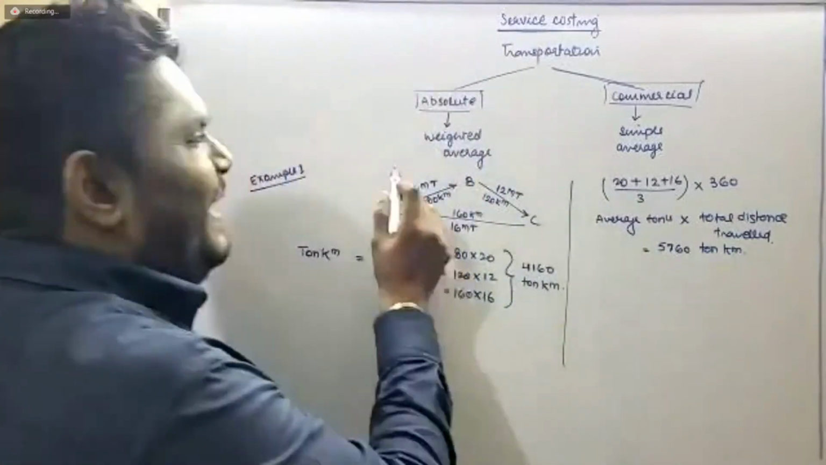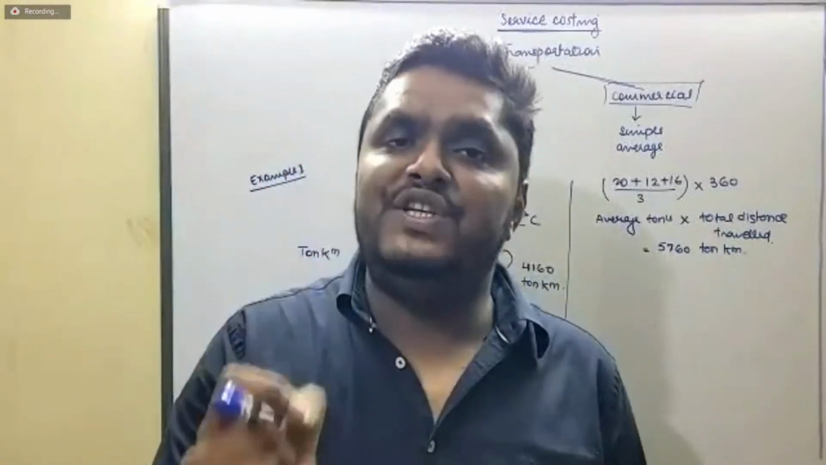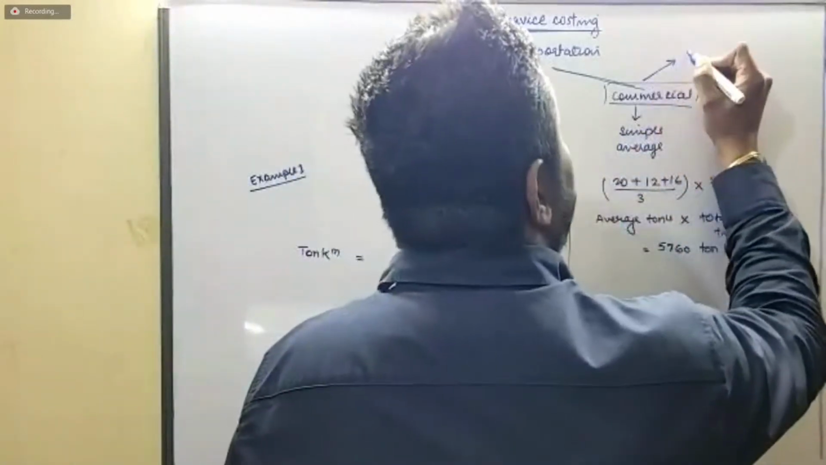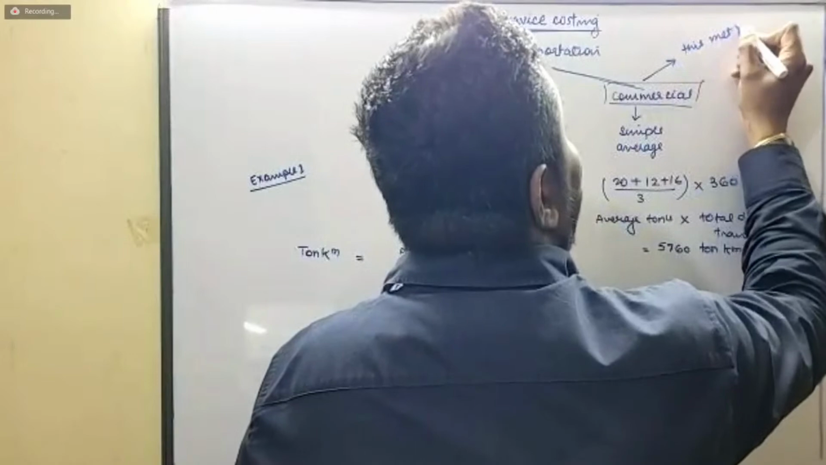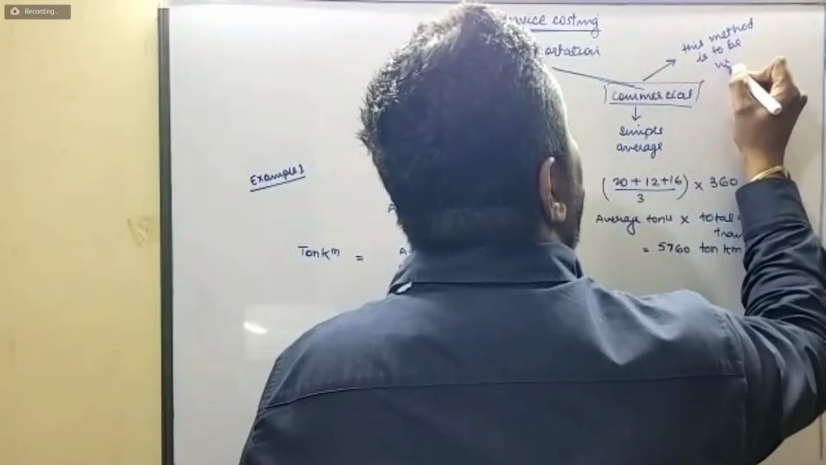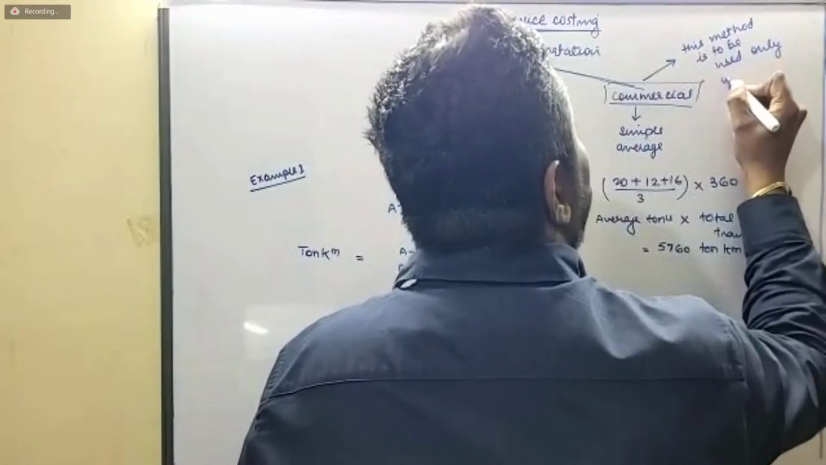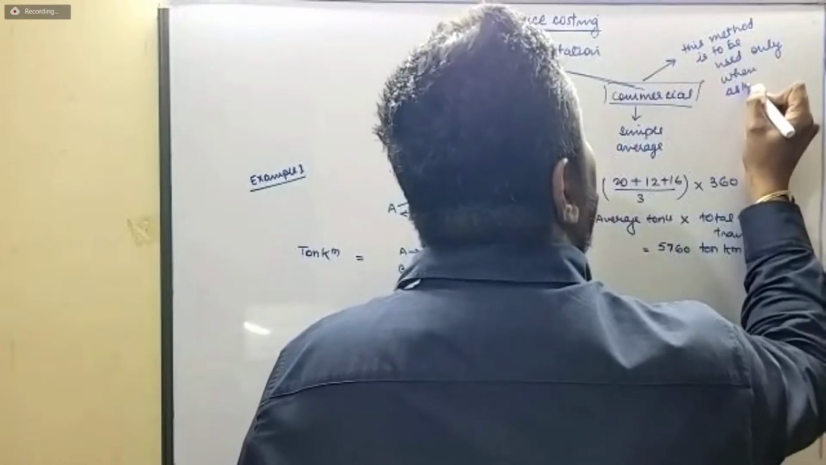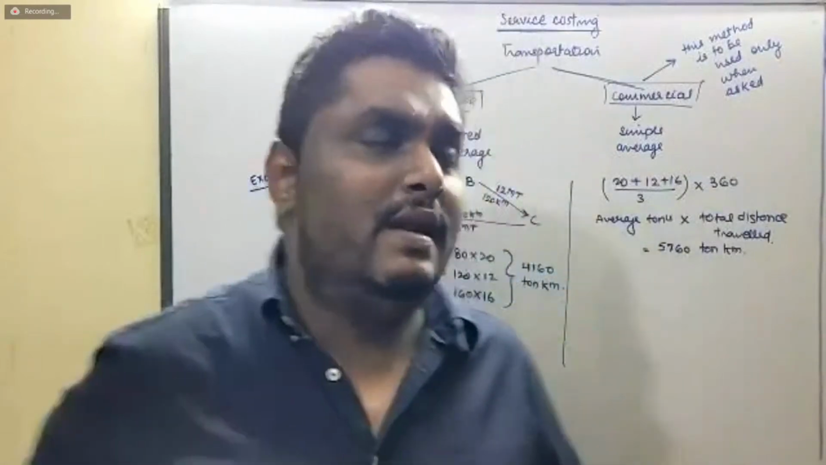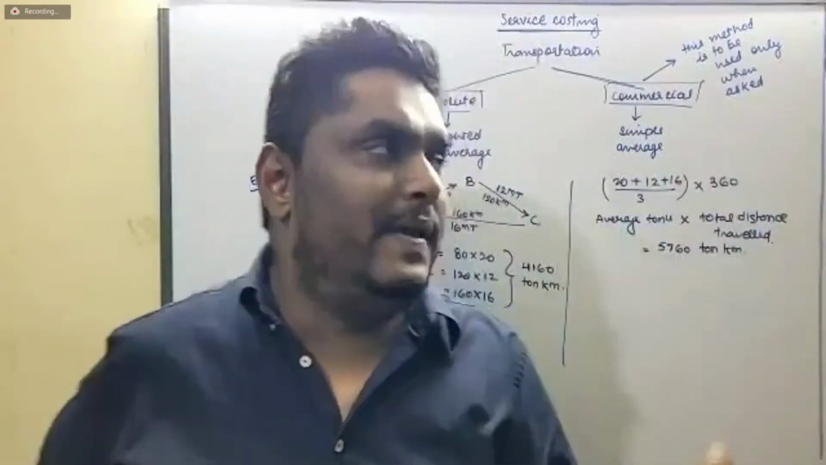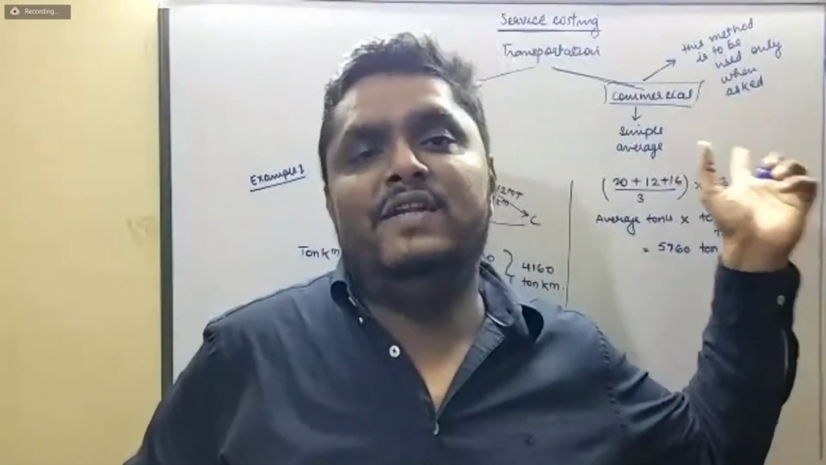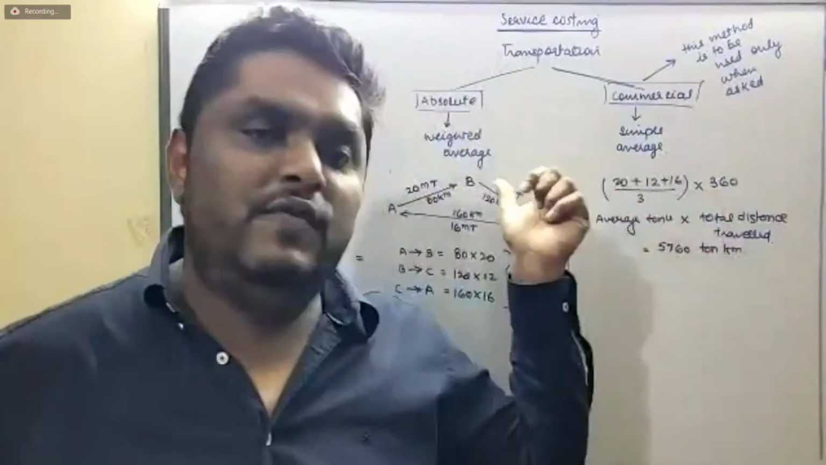Now this approach is more practical. So if the question is silent, always use this weighted average method. The commercial method is to be used only when asked. Rest, in all the questions, you have to use the weighted average method. I repeat again, in the question you have to use the weighted average method, but if the question clearly specifies to use this commercial or simple average method, then only you have to use it. Rest, you have to follow this approach.